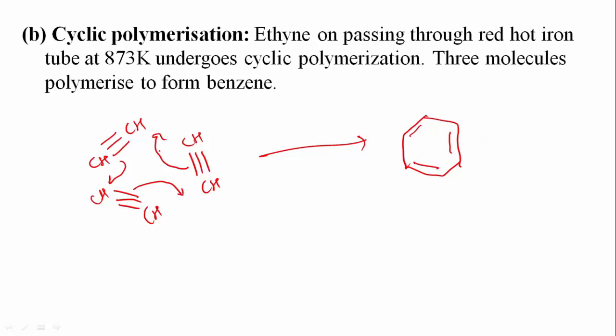Okay, so here simply the delocalization of pi electrons takes place when it is passed through a red hot iron tube at 873 Kelvin. So this is known as cyclic polymerization, and one of the ways to prepare aromatic compounds by using aliphatic compounds.